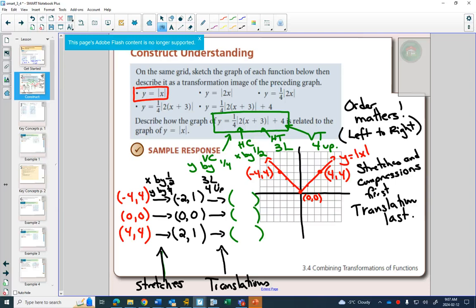And now finally we can get our final points, 3 to the left, so this will be -5, -3, and -1. And 4 up, this will be 5, 4, and 5. So on my graph, I would label -3, 4, -1, 5, and -5, 5. And get my final graph.